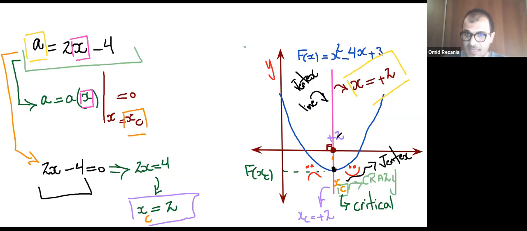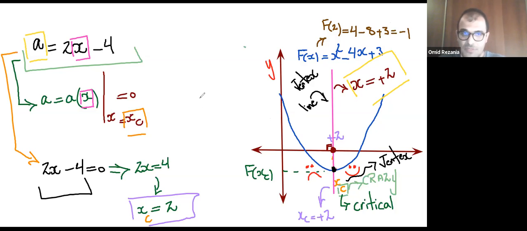x of c is going to be 2. What is f of x of c? What is the value of the critical point? In order to find it, look at the function there. f of x is this one. If you put x equal to 2, you can find f of 2. f of 2 becomes 2 to the power 2, which is 4, minus 8 plus 3, which equals 7 minus 8, so minus 1.